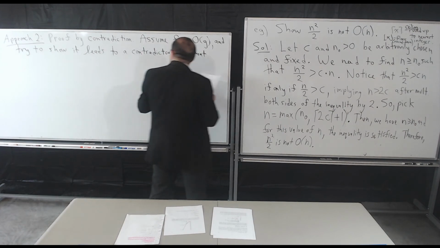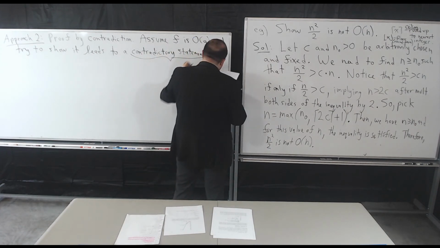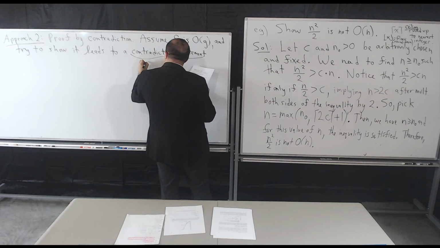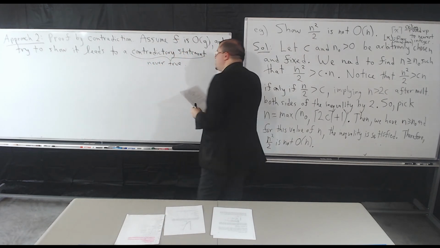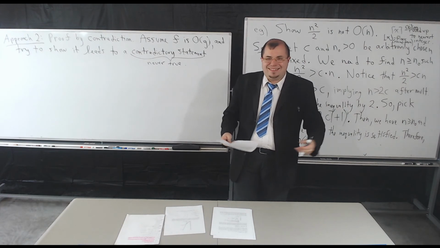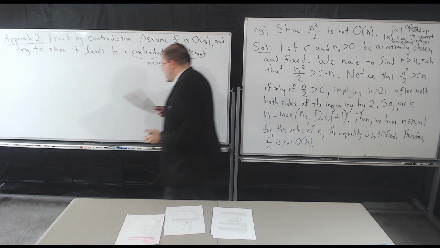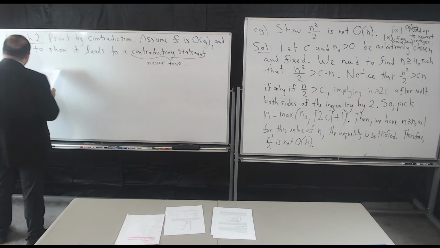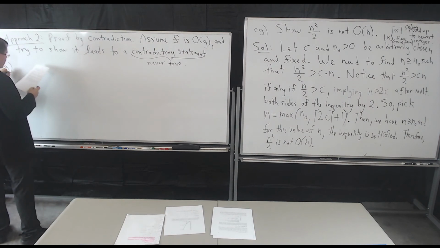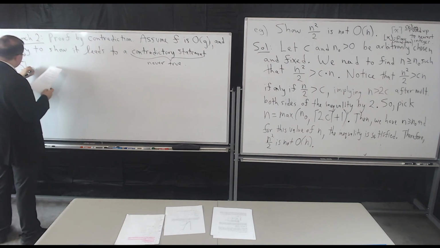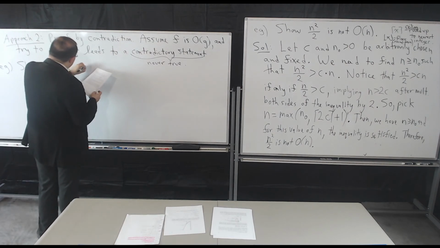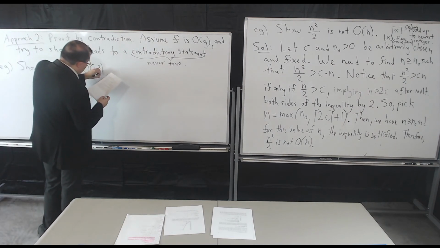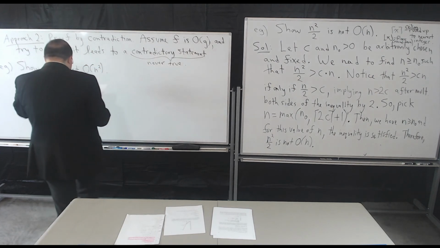Now, if you don't know what a contradictory statement is, all it means is that it's a statement that is never true. So it contradicts itself, okay? So here's the example I'm going to do with you. We're going to show n cubed is not big O of n squared, which is pretty nice. This is indeed a true statement.